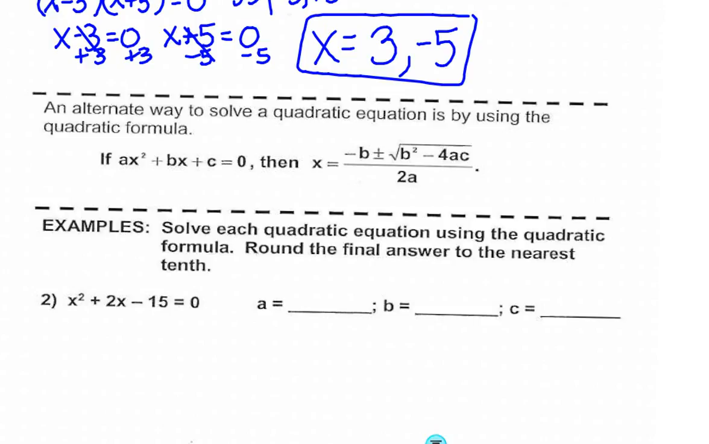It looks scary, but it's really not that bad. All it is is plugging 3 numbers into a formula. So you can see it here in front of us. We call this thing standard form. So we have ax squared plus bx plus c equals 0, and that's the standard form of our quadratic equations. So then our formula that we use is right here.